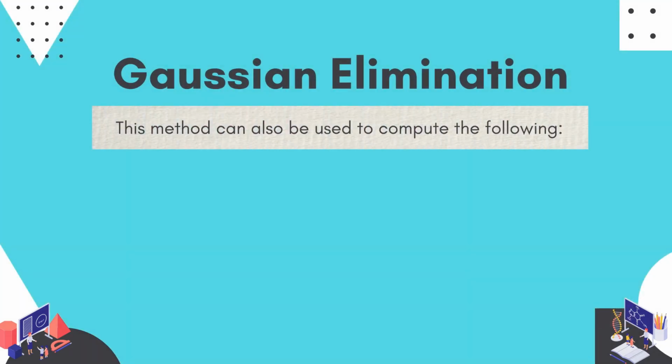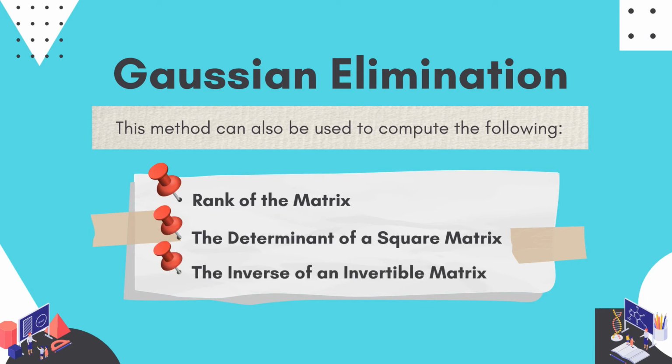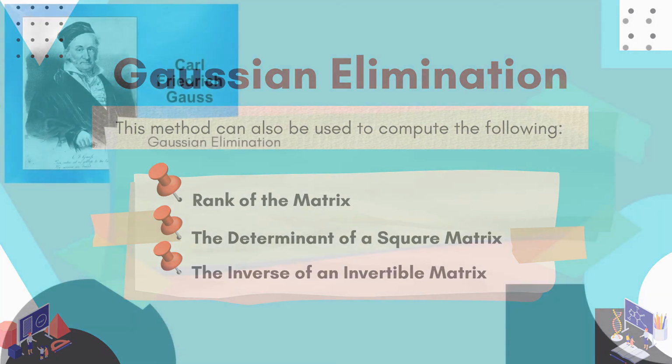Gaussian elimination can also be used to compute the following. The first one is the rank of the matrix. The second one is the determinant of a square matrix. And lastly, the inverse of an invertible matrix.